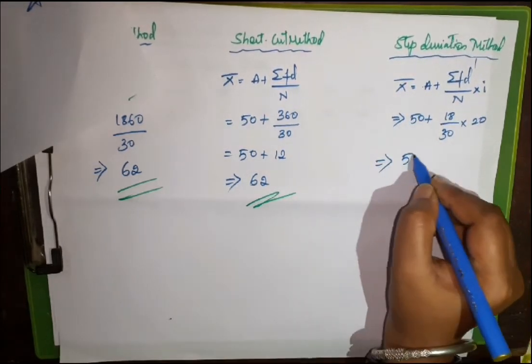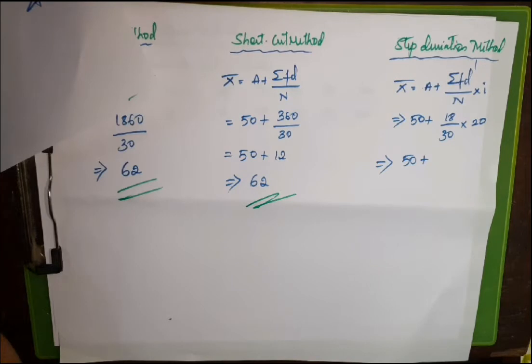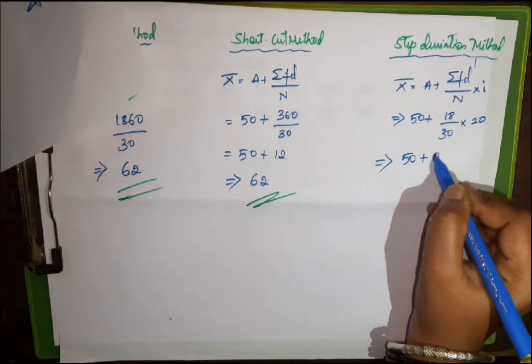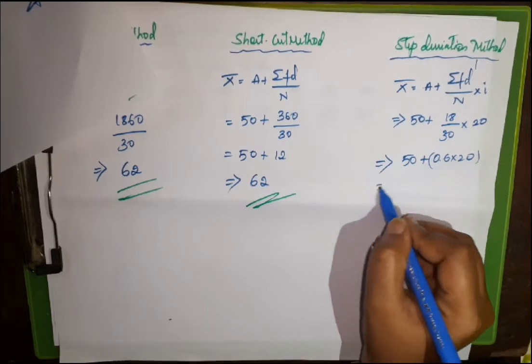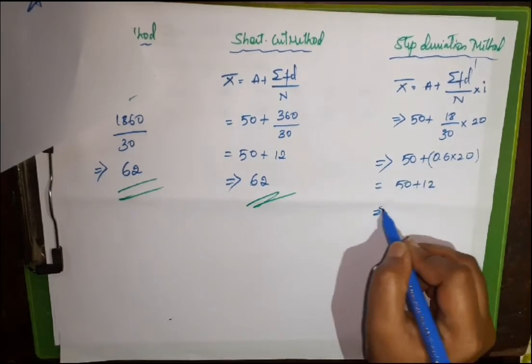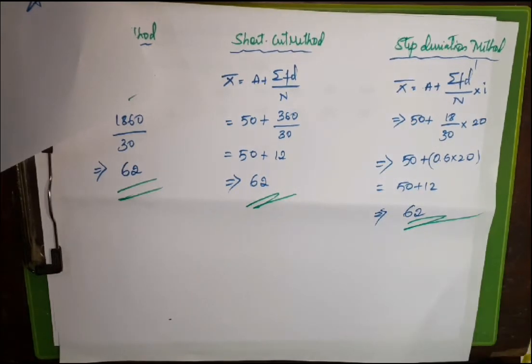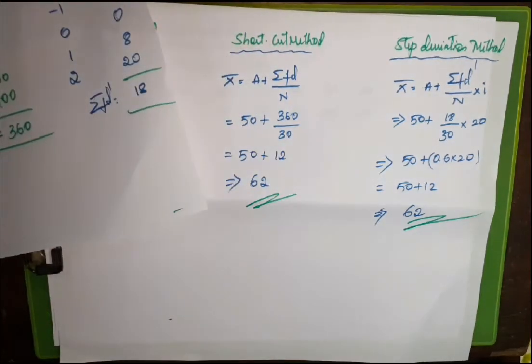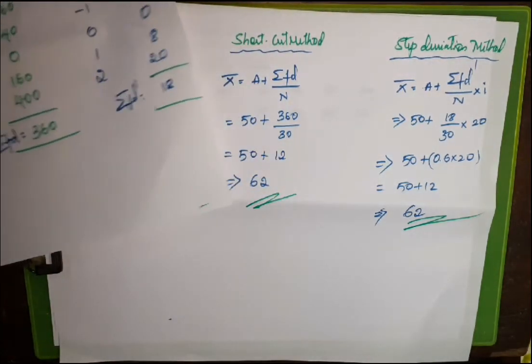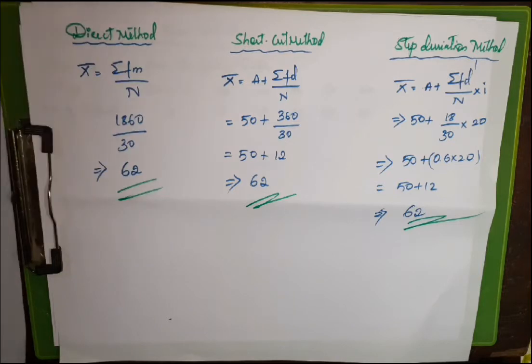Similarly your 50 plus 18 by 30 into 20, you are getting 12. So 0.6 you will get into 20. So that is equal to 50 plus 12 you will get, so that is 62. So irrespective of the method, the answer will remain the same. Okay, so this is how you have to solve the sum under continuous series using all the three methods. Hope you are able to solve the sum under continuous series using all the three methods.